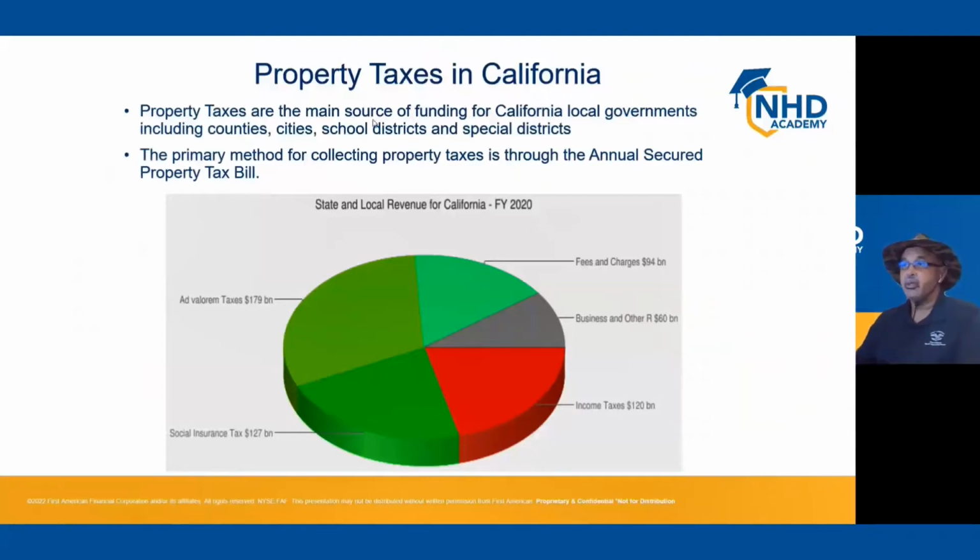Property taxes are the main source of funding for California local governments, which include counties, cities, school districts, special districts, and other municipal agencies. The primary method for collecting property taxes is through the annual secured property tax bill. The chart below shows the state and local revenue for California in fiscal year 2020, and as you can see, ad valorem taxes made up a large percentage of overall revenue.